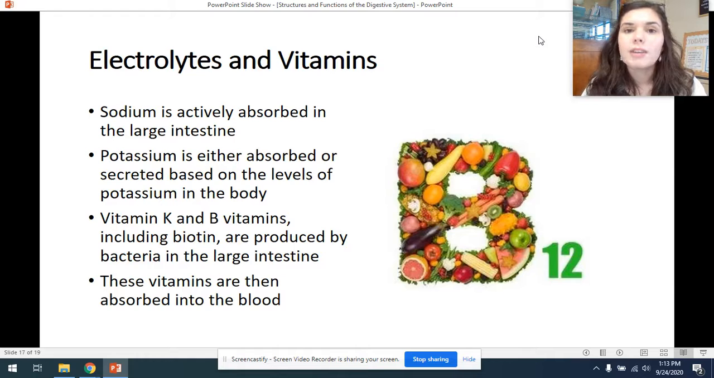Electrolytes and vitamins are important in the digestive system because they play many different roles, and they're also important in other systems like your nervous system and your endocrine system, which we'll learn about later. Sodium is one of the most important minerals that you're going to learn about, and it is actively absorbed in the large intestine. Potassium is absorbed and secreted based on different levels that the body needs. Your vitamin K and vitamin B, including things like biotin, are produced by bacteria in the large intestine. And then some of these vitamins are also absorbed back into the blood after the process of digestion.